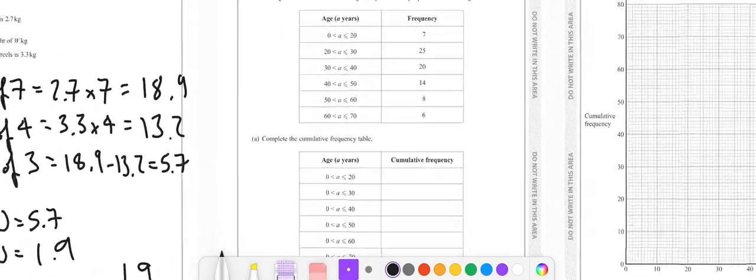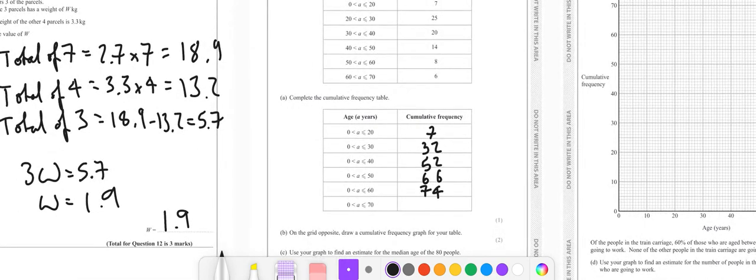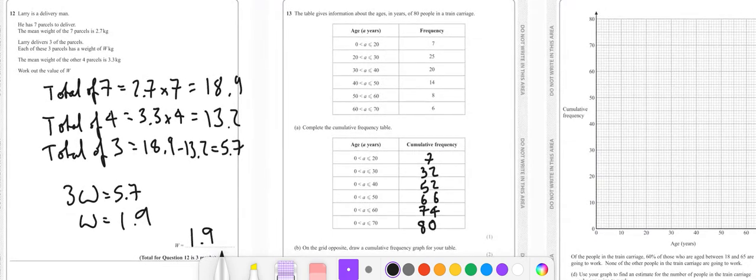Okay, cumulative frequency. So this is between 0 and 20, 20 and 30. This is between 0 and 20, so that's still the same. That's still 7. 0 to 30 is going to be both of those together, so it's going to be 32. 0 to 40, 52. 0 to 50, 66. 0 to 60, another 8, which is 74. Another 6 is 80. That is just worth checking you get the right total. We've got 80 up there and we've got 80 there, so that's all good.